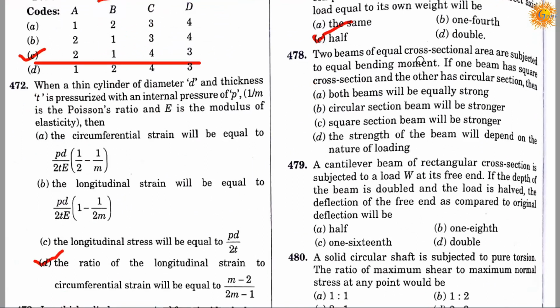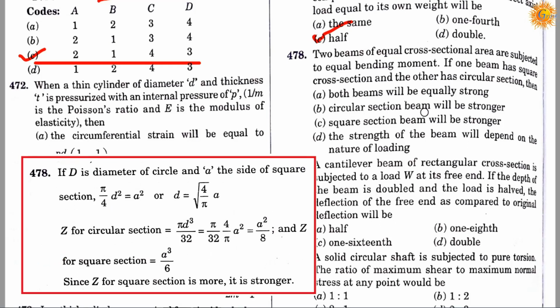Question number 478. Two beams of equal cross-sectional area are subjected to equal bending moment. If one beam has a square cross-section and the other has a circular section, then option A, both beams will be equally strong. Option B, circular section beam will be stronger. Option C, square section beam will be stronger. And option D, the strength of the beam will depend on the nature of loading. So the correct answer is C. It will be square section beam will be stronger.